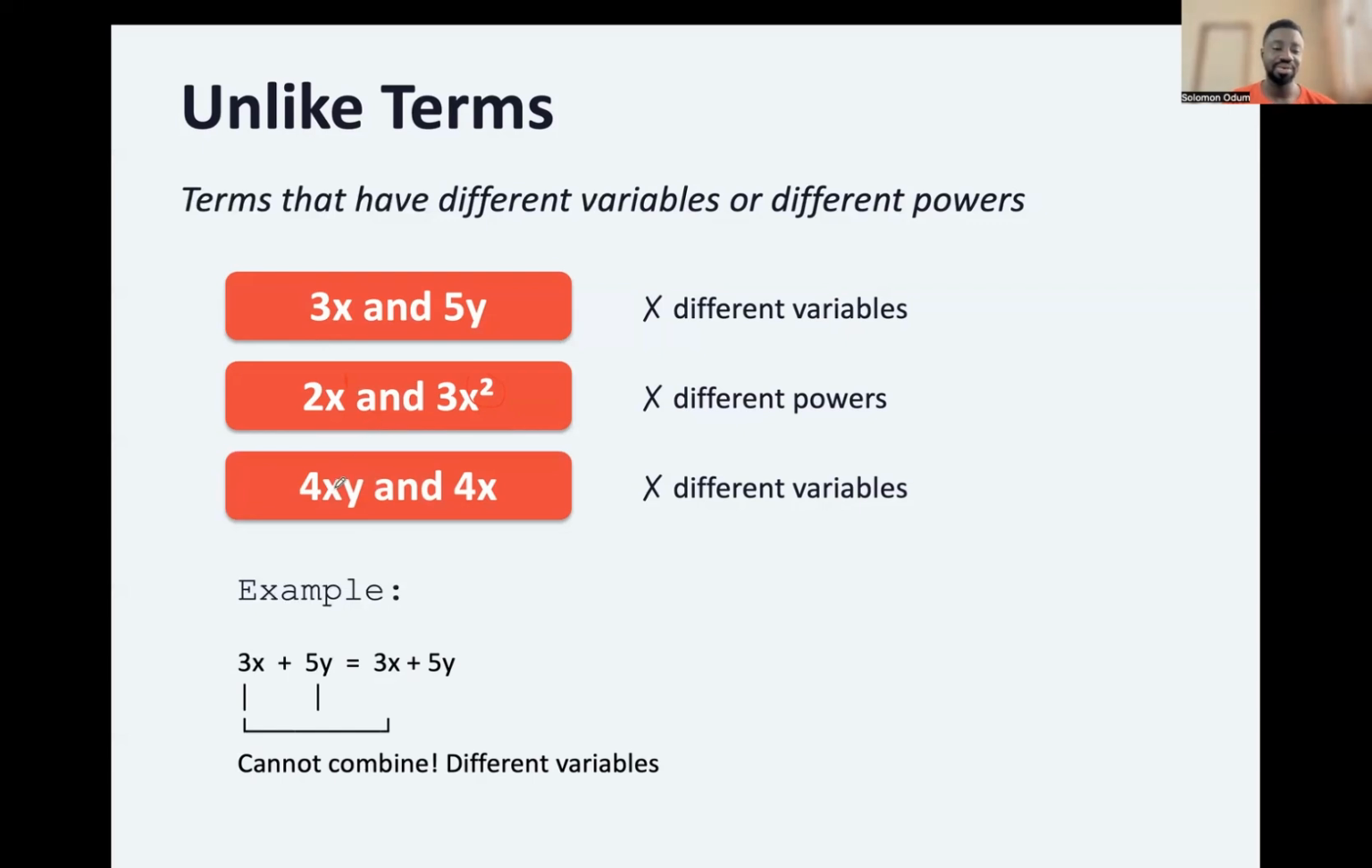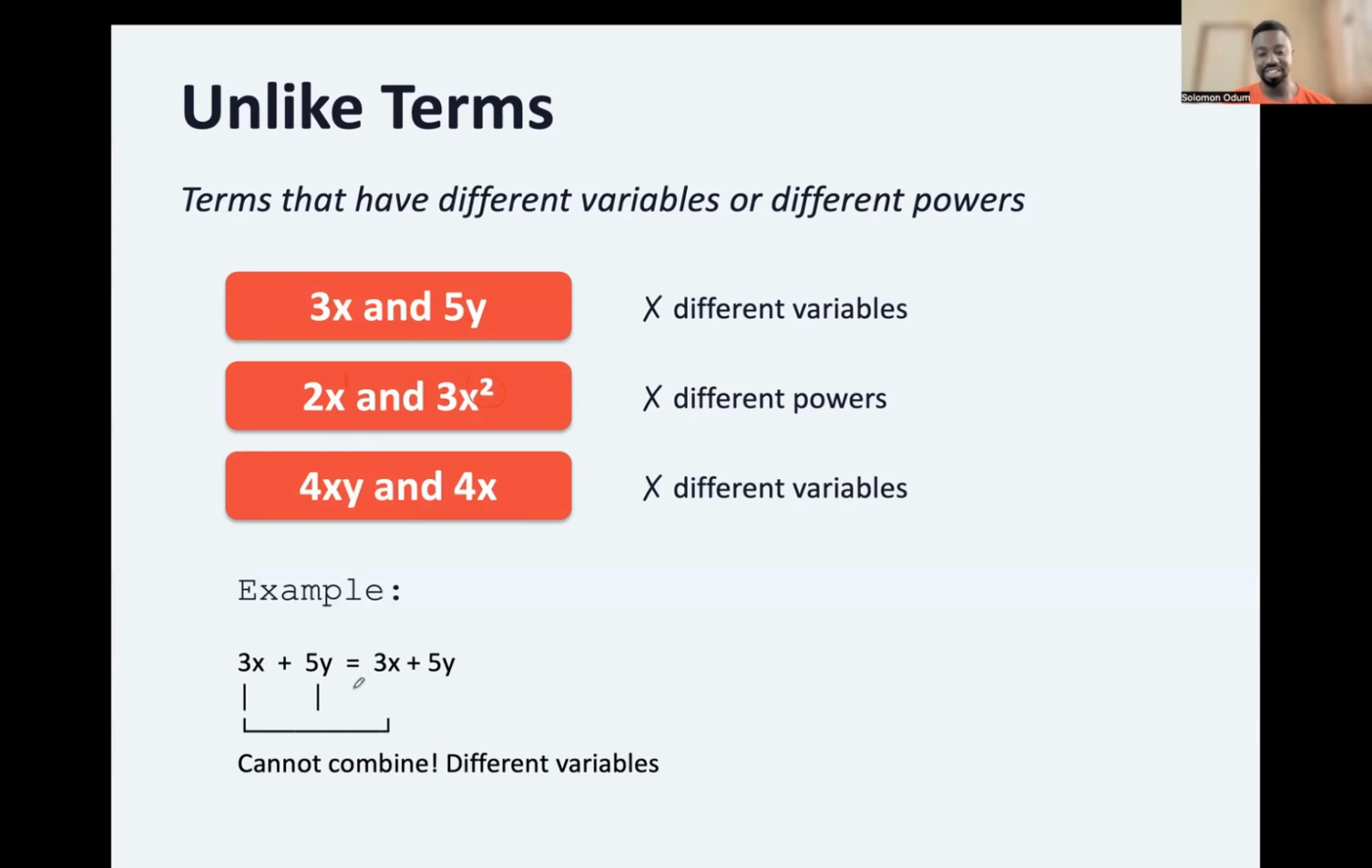For example, 4xy and 4x have different variables. We have xy here and 4x here, so we cannot add or subtract them. Here, 3x plus 5y stays as 3x plus 5y. They cannot combine because they have different variables. They are unlike terms.